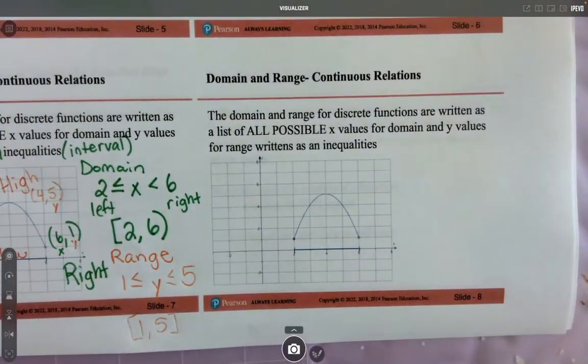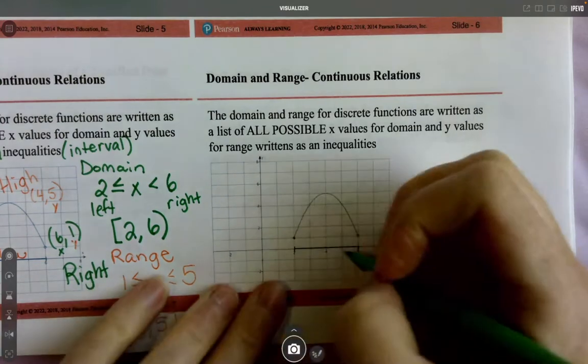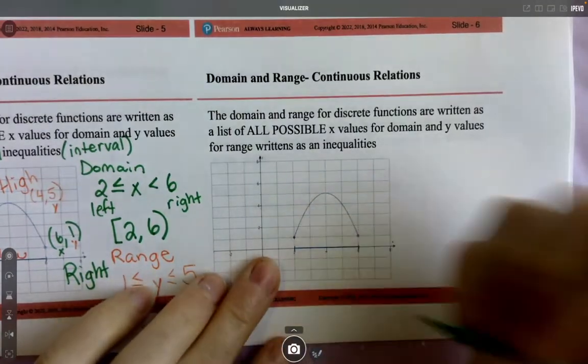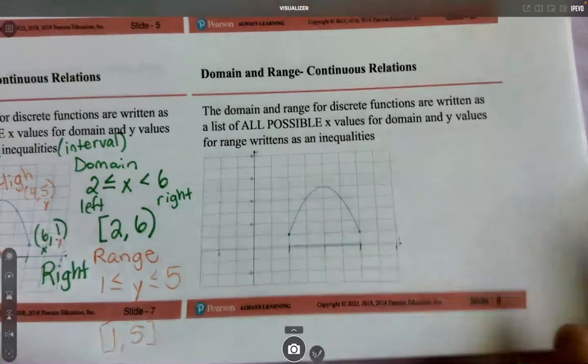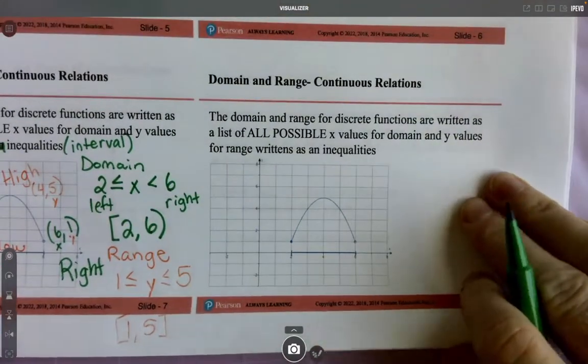So domain is our x values, range is our y values. So we need to look at how far left and right for our domain, and then low to high for our range. So left to right. Oh, it's the same thing. It's the same problem. All right. So we've already done that one. Let's go on to the next one.